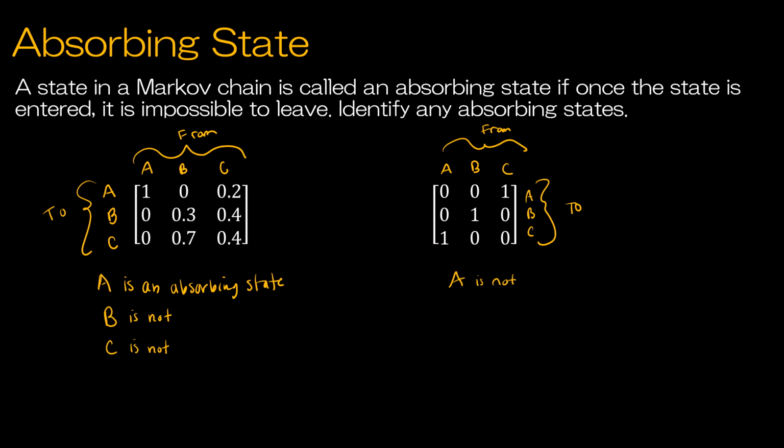Now let's look at B. From B, there's a 100% chance that I'll go to B. Therefore, B is an absorbing state. Once you get to B, you don't go anywhere else. If I'm starting from C, there's a 100% chance that I'm going to go to A. Therefore, I'm not staying in C, so C is not an absorbing state.